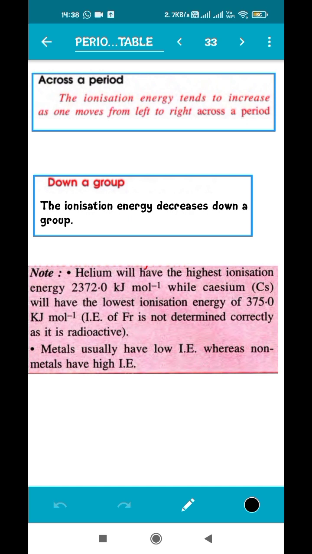And we see that in the first group there is another element called francium, but we don't consider it in the periodic properties which we are learning, because it has radioactive properties and its properties are a little different from the normal elements which we study.